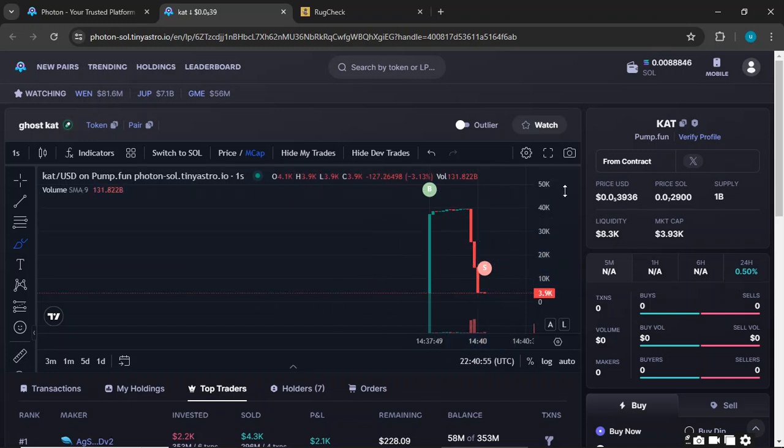You get. Now let's look for another token again. As you can see, these are the tokens I'm watching now.